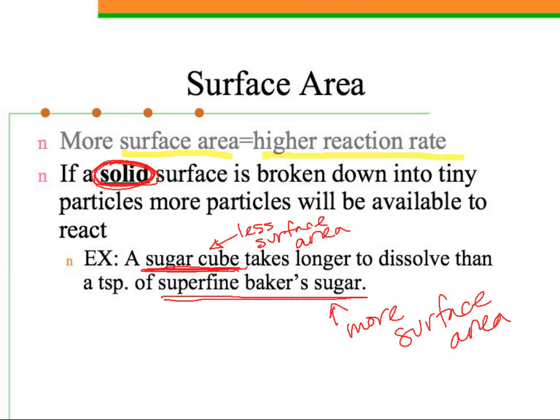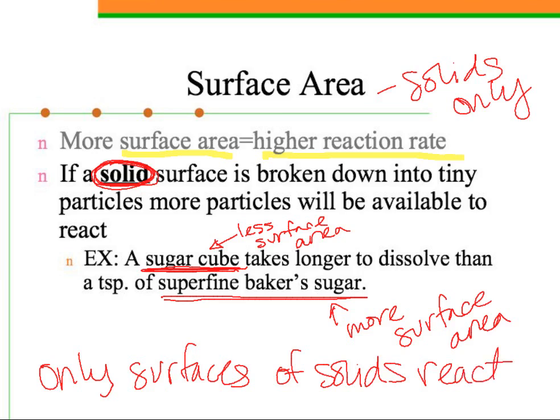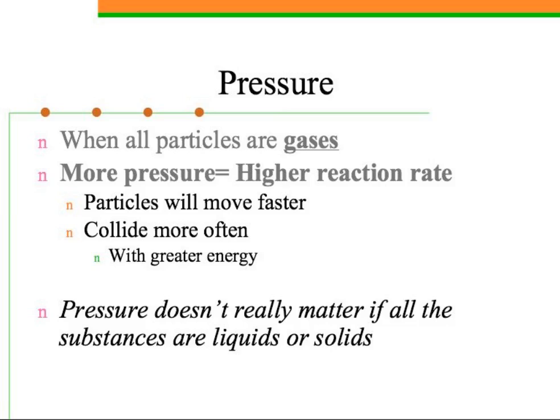The more surface area you have, the faster your reaction will go. And this is for solids only, because only the surfaces of a solid will react. Only surfaces of solids react. The middle of the solid can't react because the other reactant can't get into the middle.